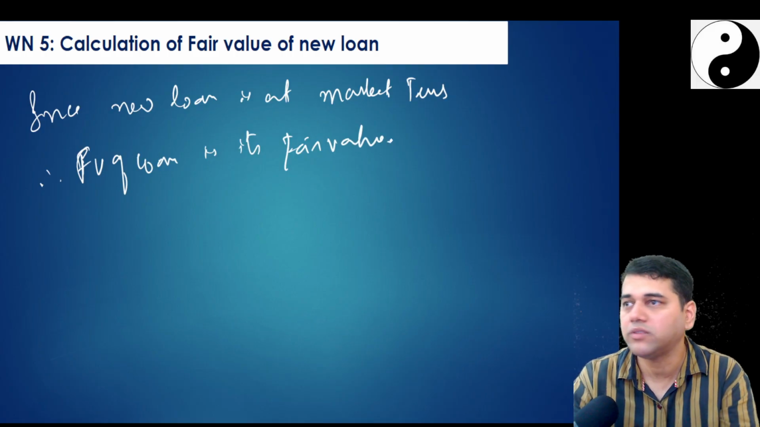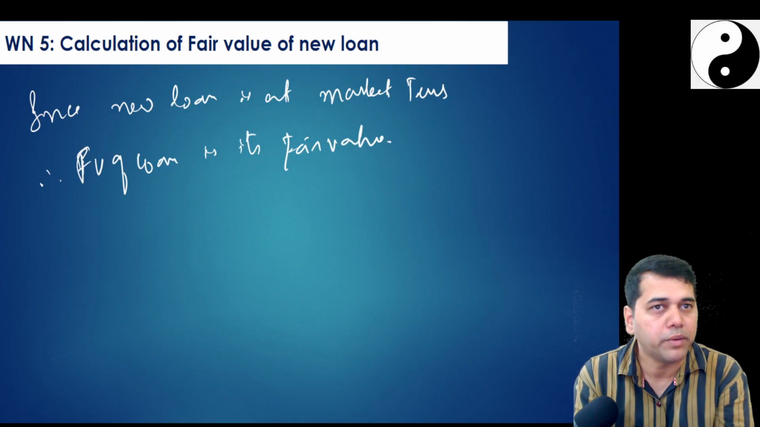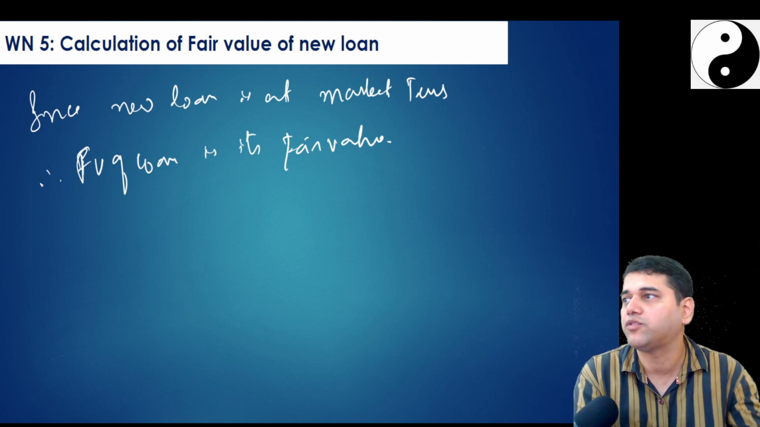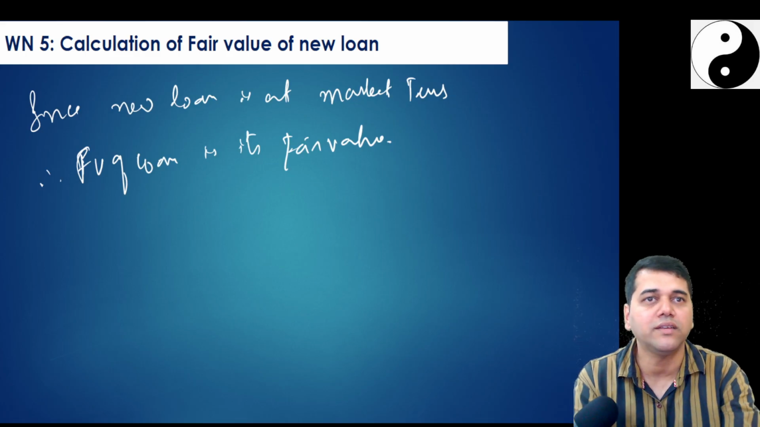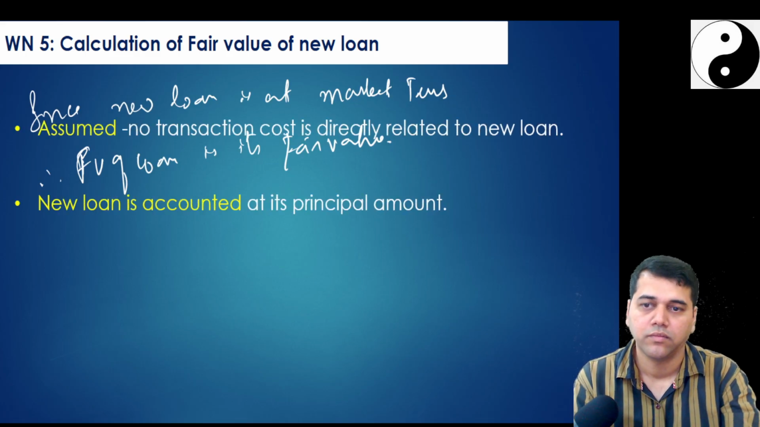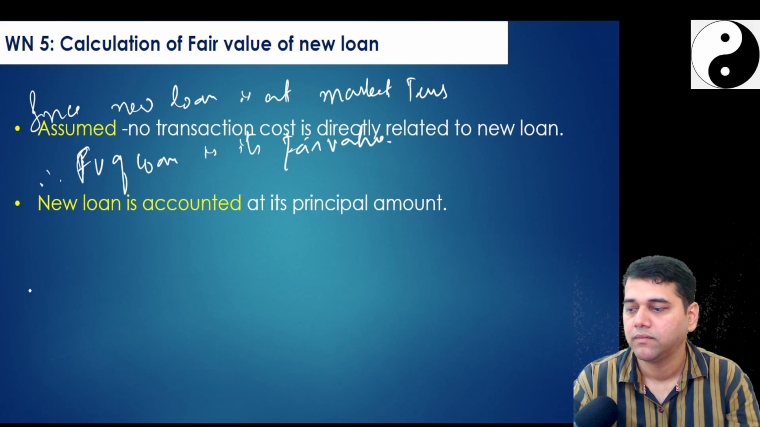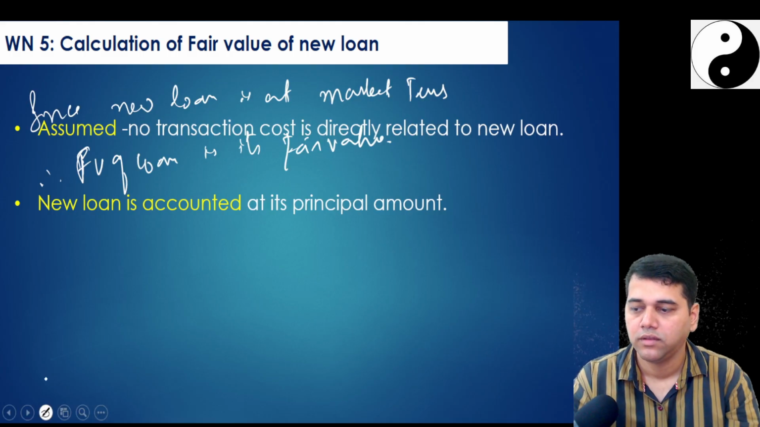40,000 is the book value, and that itself is its fair value. If you want to prepare an amortization schedule, you prepare it: present value of the future cash flows at 15%. You get the same thing. Yes, so let us pass the journal entries. What is my journal entry?